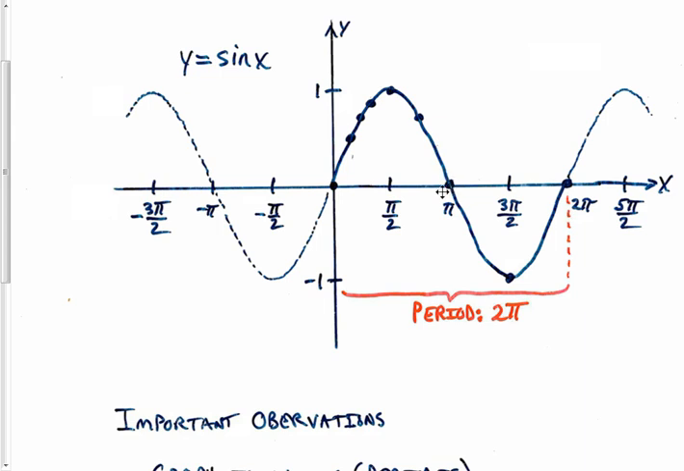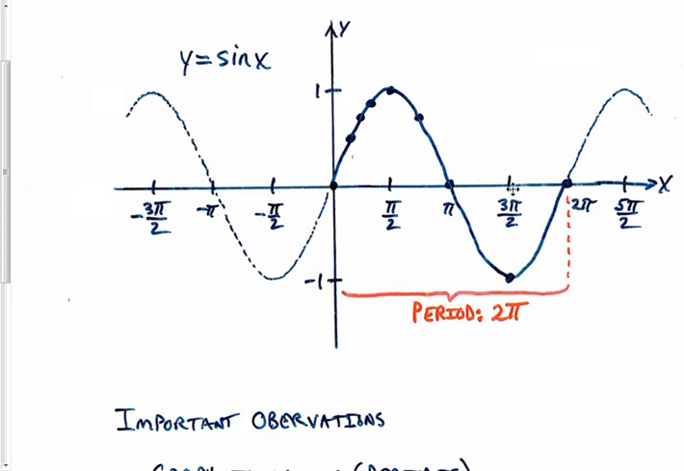Then when I get to pi for my x value, the sine of pi is 0, so that puts me at this point, (pi, 0). Now I'm in the third quadrant, because between pi and 3pi/2, I've got angles in the third quadrant, and all my sine values are negative. They keep getting more and more negative until I bottom out when x is 3pi/2, where the sine of 3pi/2 is -1. That's the smallest it can get.